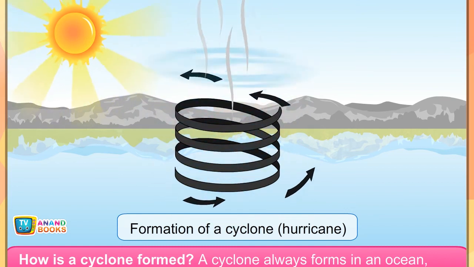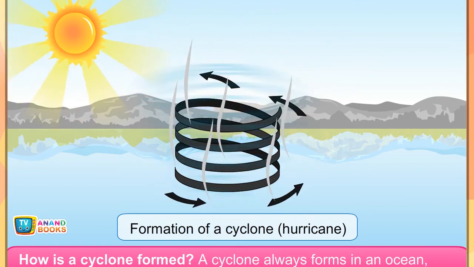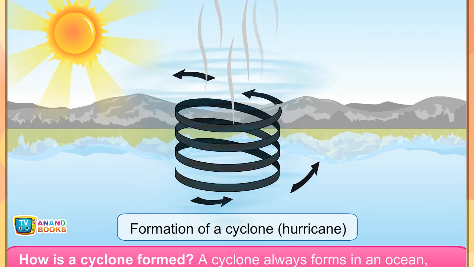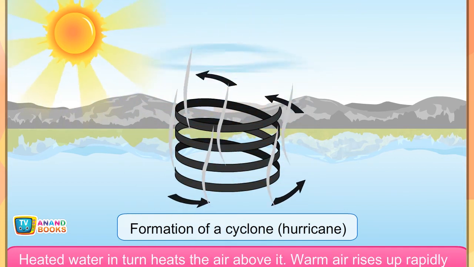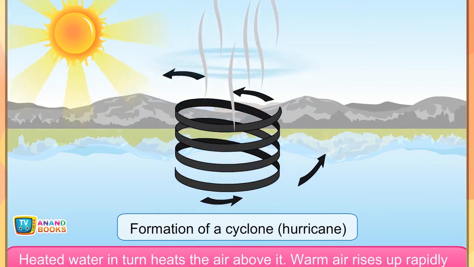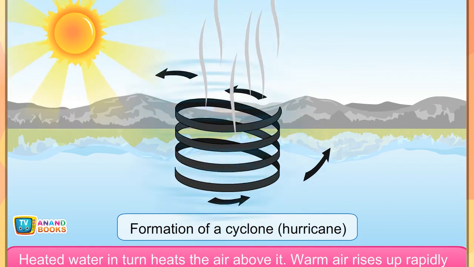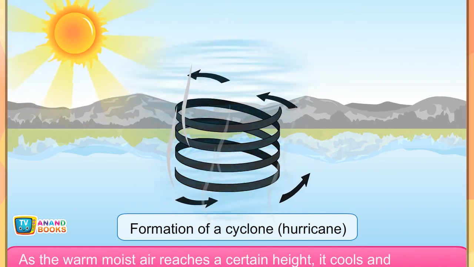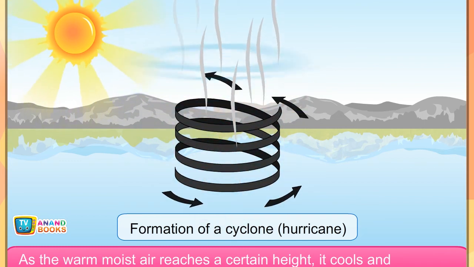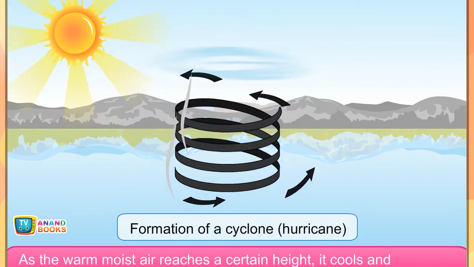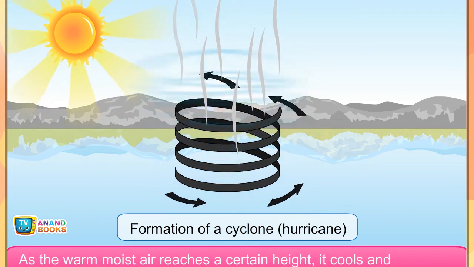A cyclone always forms in an ocean when a vast surface of water heats up. Heated water in turn heats the air above it. Warm air rises rapidly and creates a strong upward wind rotating spirally. As the warm moisture reaches a certain height, it cools and condenses into water droplets and forms clouds.